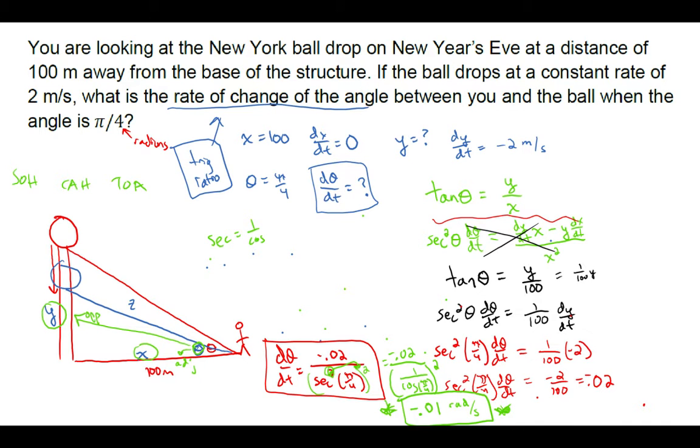Whenever you're trying to find a rate of change, make sure you've always got a fraction as your unit. This, in this case, is a radian per second. We've got a unit per time. So that is our final answer.